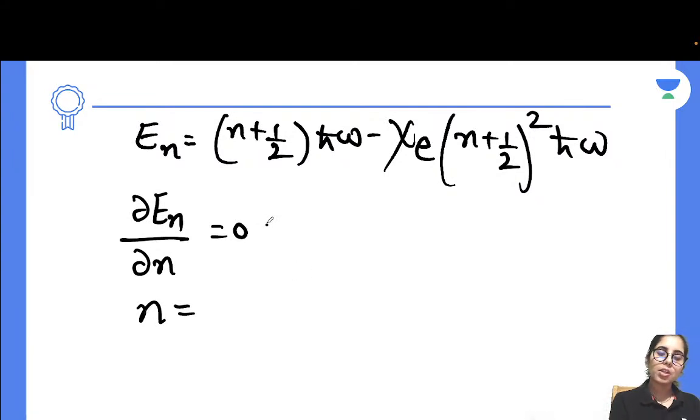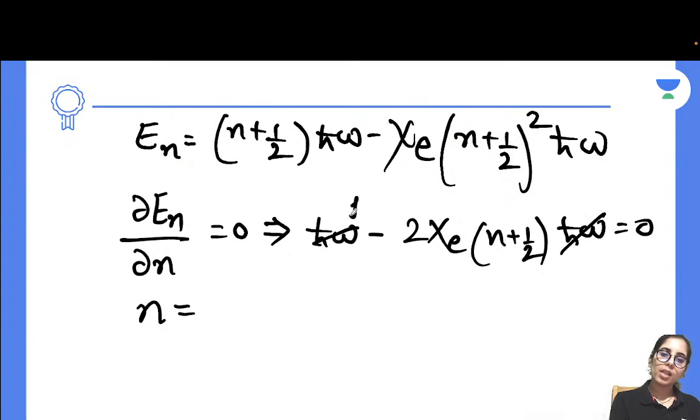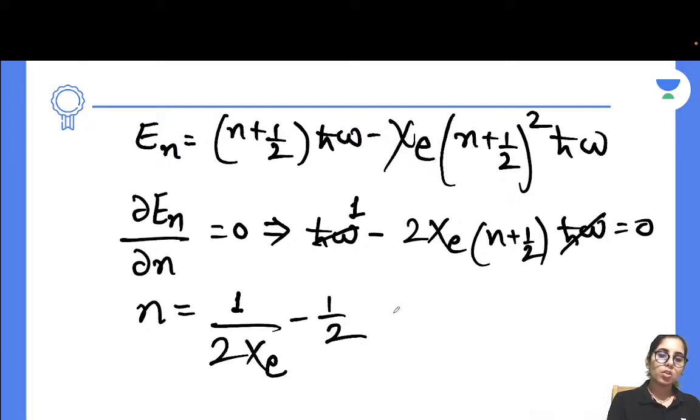Let's simplify it. Differentiating with respect to n, I'll get h cut omega from here. Then I'll have 2 zeta e n plus half h cut omega. This is equal to 0. So I can just cancel the h cut omega parts. I'll have 1 here, and this term will go on the other side. I'll have n equal to 1 divided by 2 zeta e, minus half, right? So it will give me simply, what is the zeta e value?